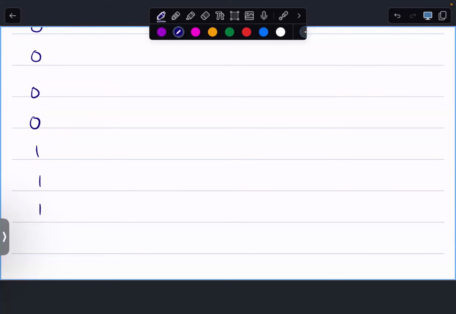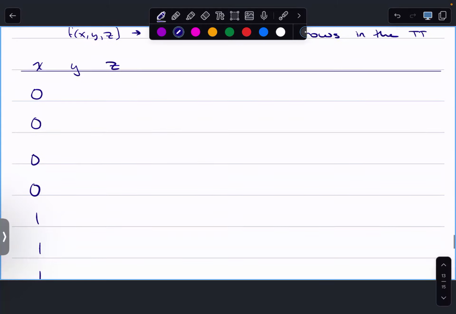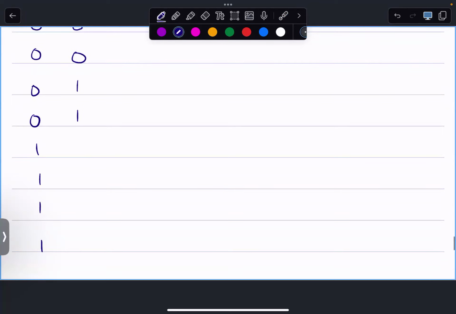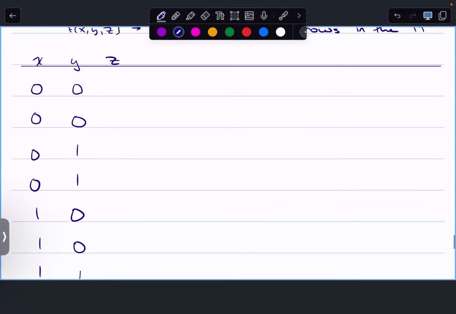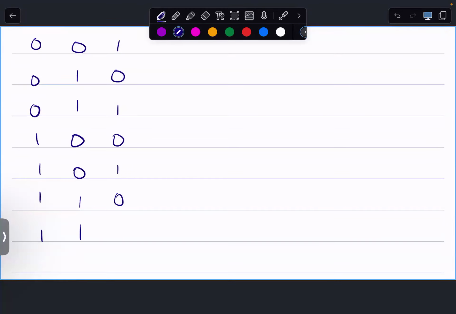1, 2, 3, 4. Right? So we start and we split the 8 rows between zeros and ones, and then we take these 4 and we split them in half and alternate. So 0, 0, 1, 1, 0, 0, 1, 1. Then we alternate again, 0, 1, 0, 1, 0, 1, 0, 1.